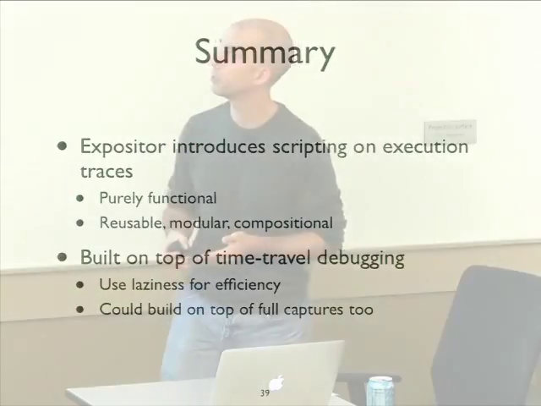Okay, so thank you for listening to our approach to doing scriptable debugging on execution traces. The advantages of this approach: it's purely functional, and it gives you a way to build reusable, modular, and compositional scripts. There are two scripts that I talked about: the stack corruption one and the data race one. You can reuse them for any program, and you can imagine lots of these scripts that explore problems based on function calls or look for memory leaks and so on. You could code them up as Expositor scripts and reuse them. And we use laziness for efficiency, and there you go.